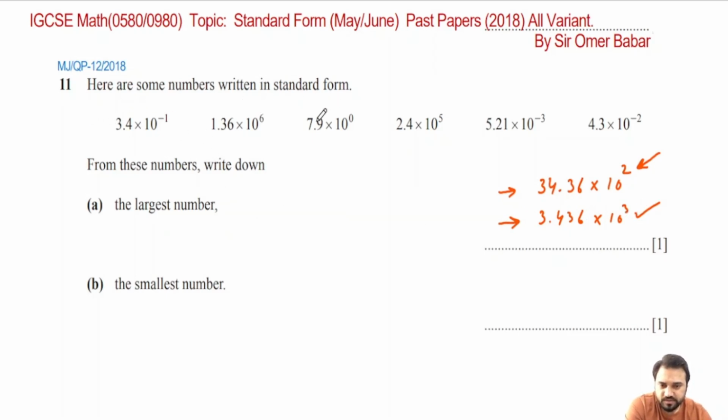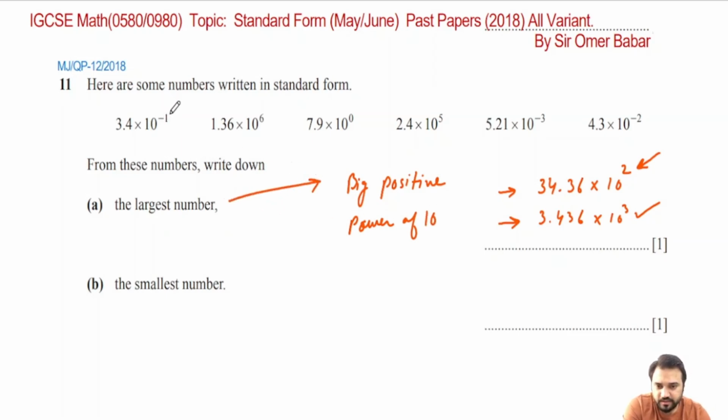Here are some numbers written in standard form. In part A, we need to tell which one is the largest number. Okay, I'm going to give you the hint. If we have the big positive power of 10, that means we have the largest number.